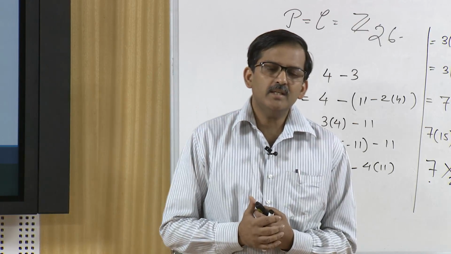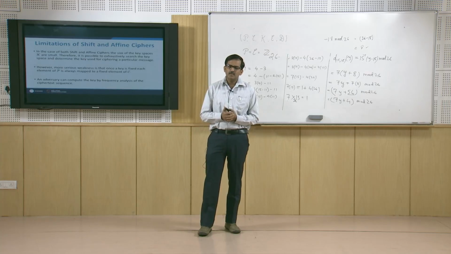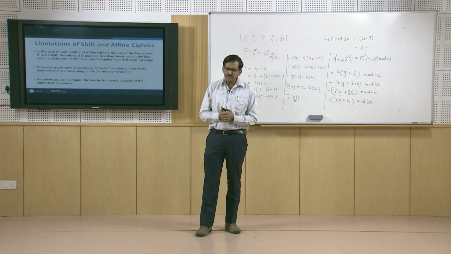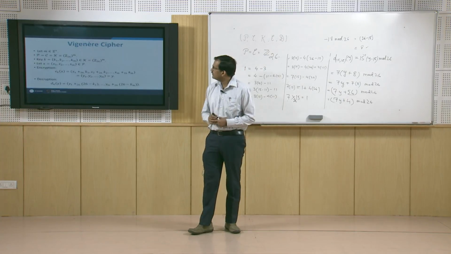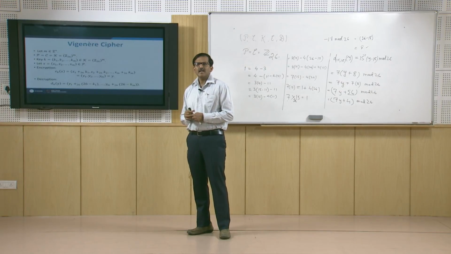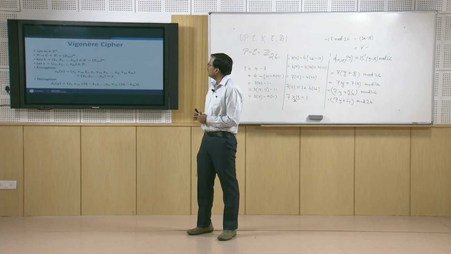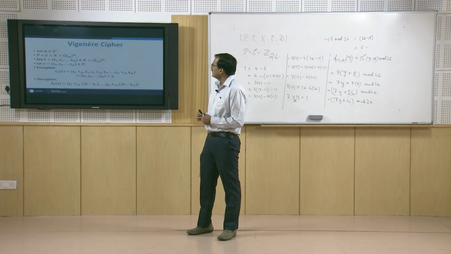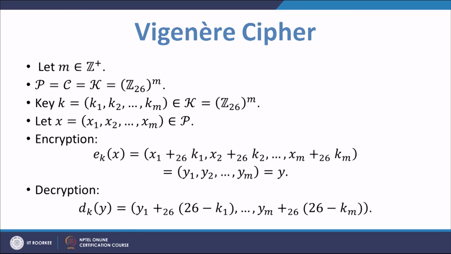Now, people started thinking that probably we should try to get over that limitation. So, there was a cipher which was proposed sometime at the end of the 19th century, in the 1880s, and that is called the Vigenere Cipher.